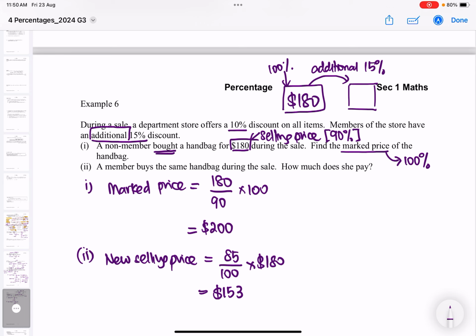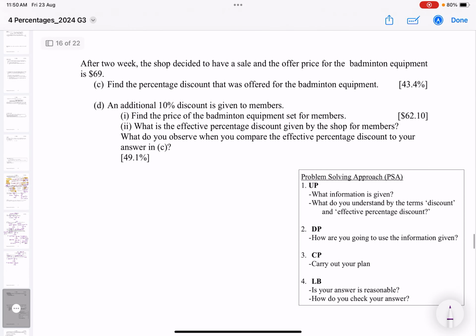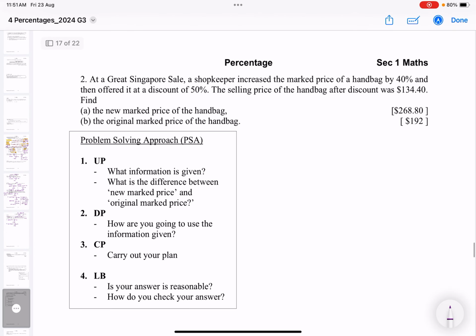Okay, lastly, we are going to look at additional practice question 2. Okay, in this question, the shopkeeper increased the marked price of a handbag by 40%. So there was an original marked price. Then the shopkeeper decided to increase it by 40%. Okay, so then there was a new amount. Why would he have wanted to increase it? He probably wanted to make it seem like he's going to give a bigger discount, because later on he's going to offer a 50% discount.